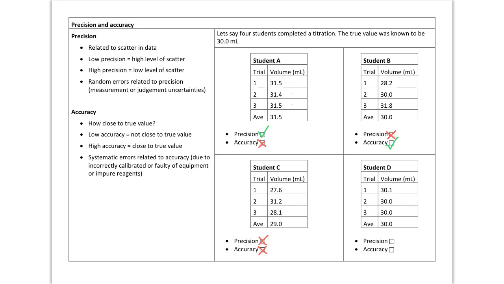And finally, we have this student here, 30.1, 30.0, 30.0. Those numbers average out to 30.0 if we just take three significant figures. Precision, very good, all within 0.1 mil, very close to the true value. So this student would be both precise and accurate. They would have very little random error, and very little systematic error. So that's just a bit of an overview of precision and accuracy.